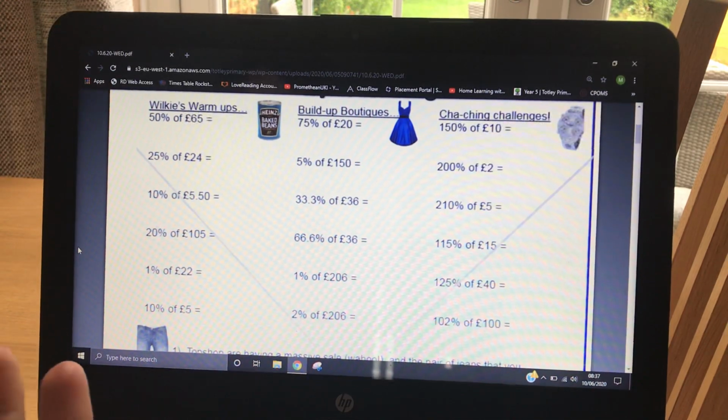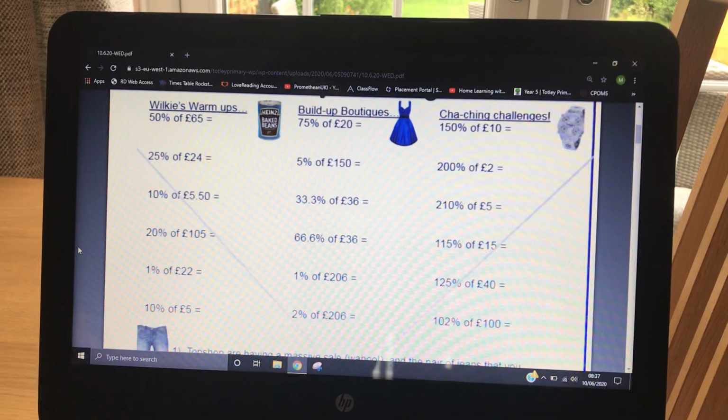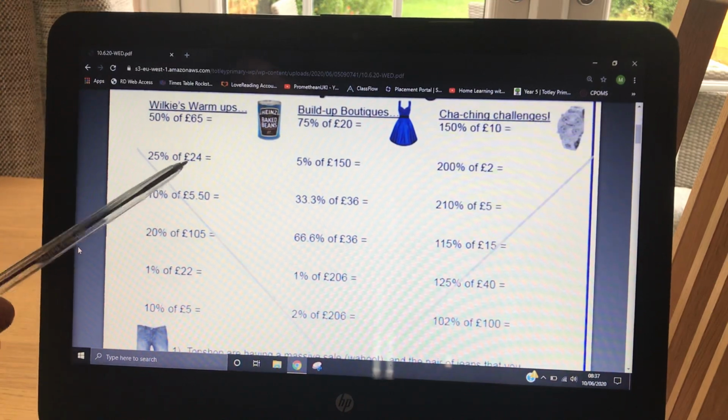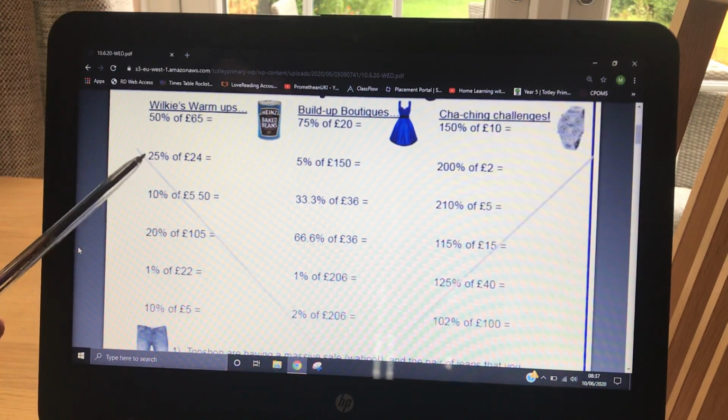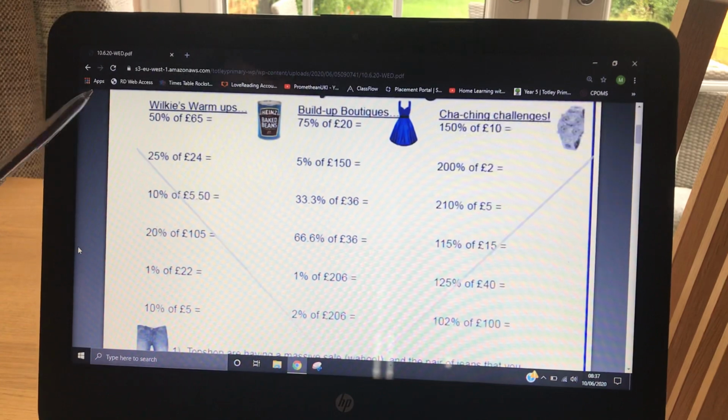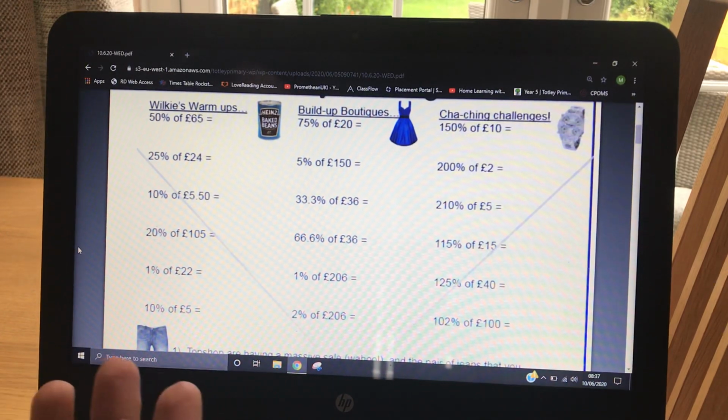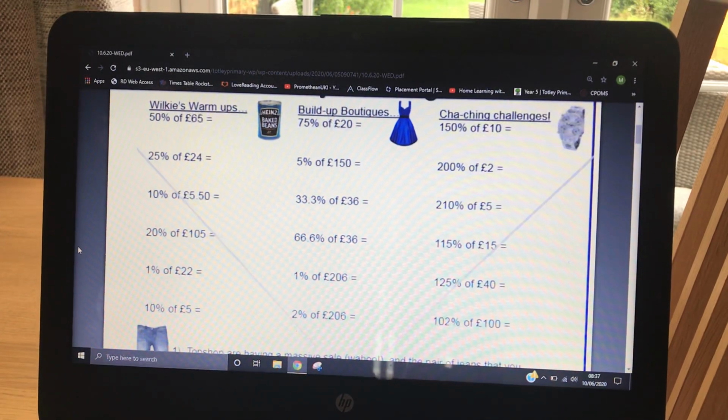Number 2, so this one here, 25% of 24. Well, let's pretend that's 50%. I can do half of 24. So half of 24, that's 12. 25% is half of half. So what's half of 12? 6. So number 2 is £6.